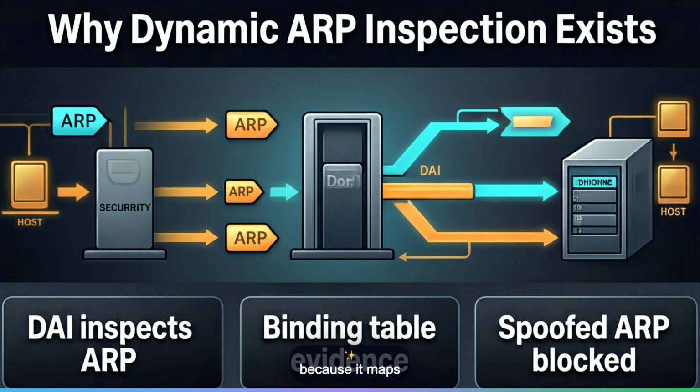ARP is useful because it maps an IP address to a MAC address. But ARP is also trusting. A host receives an ARP reply, reads the sender IP and sender MAC fields, and updates its ARP table. The message is carried directly inside an Ethernet frame, not inside an IP header, so the switch has to inspect ARP itself if we want protection. DAI is a Cisco Layer 2 security feature for CCNA Topic 5.7.